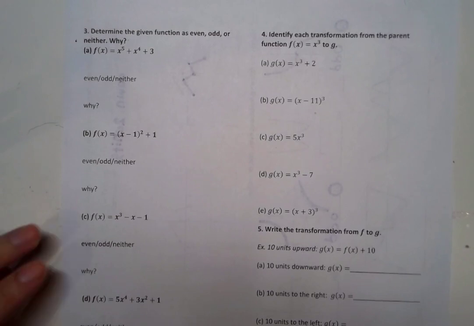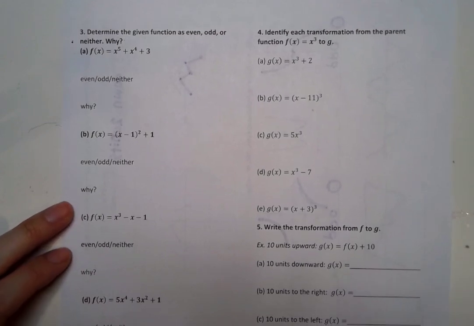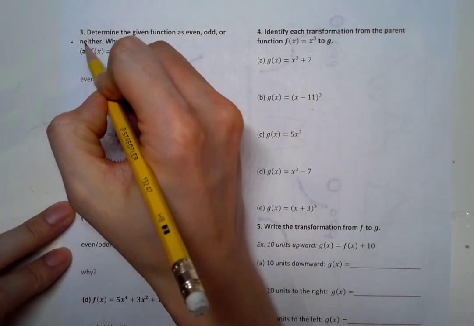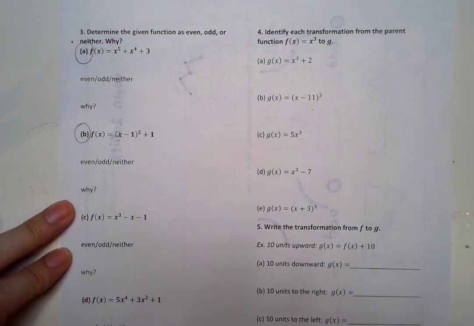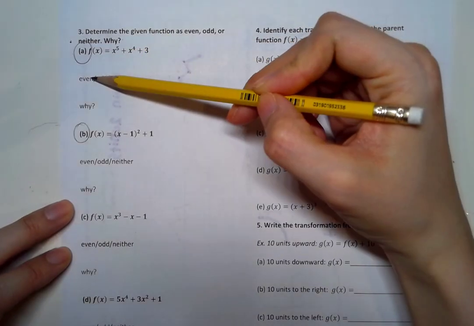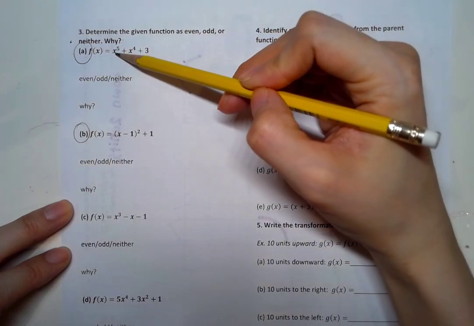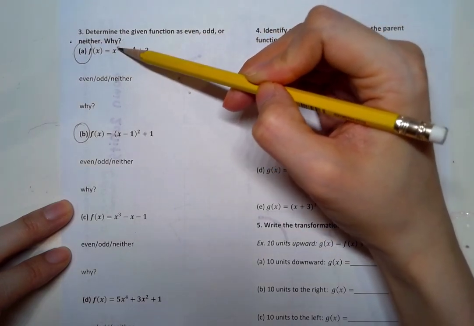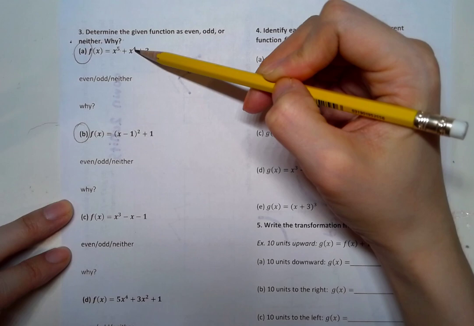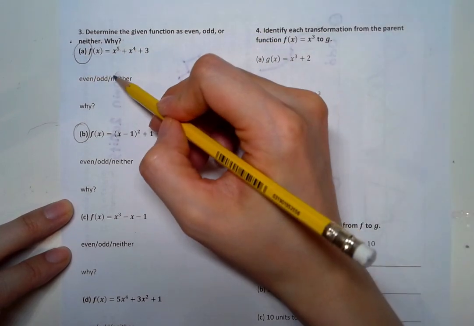Okay, so I'm gonna do A and B. You do C, D, E. Okay, I will do A and B for you. So number 3. First of all, I'm gonna decide even, odd, or neither by checking my powers. So look, 5th, which is odd, 4th, which is even, so odd and even together, so this is neither.